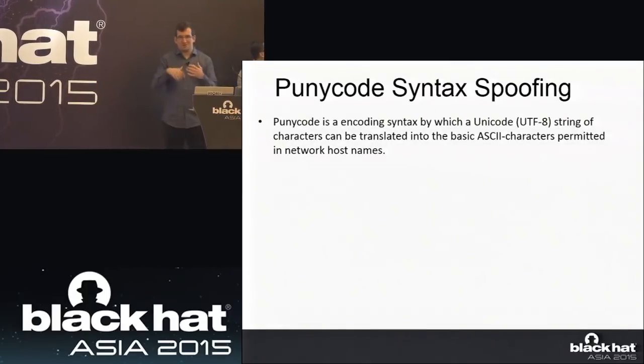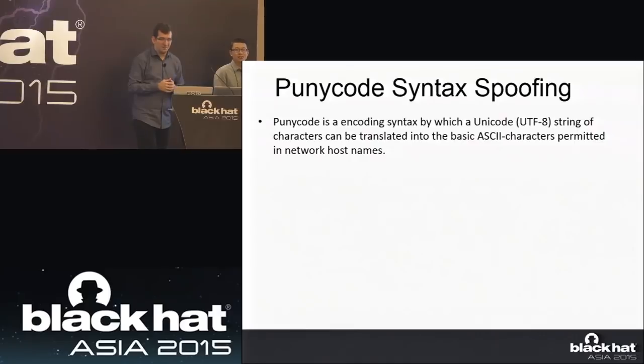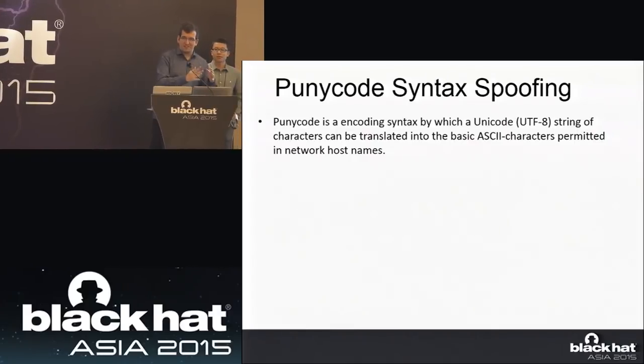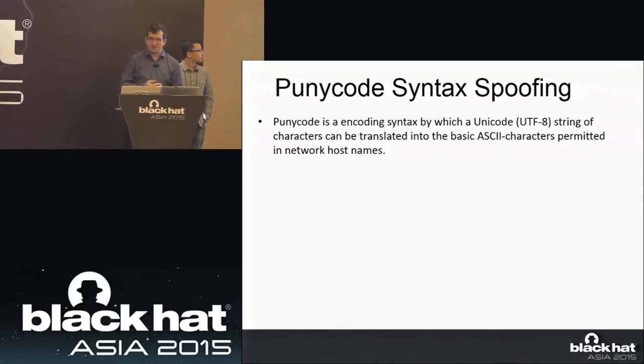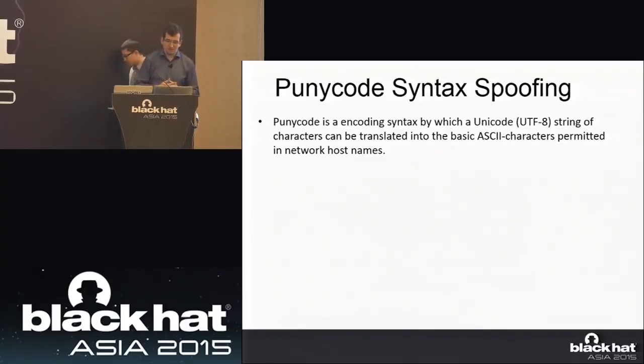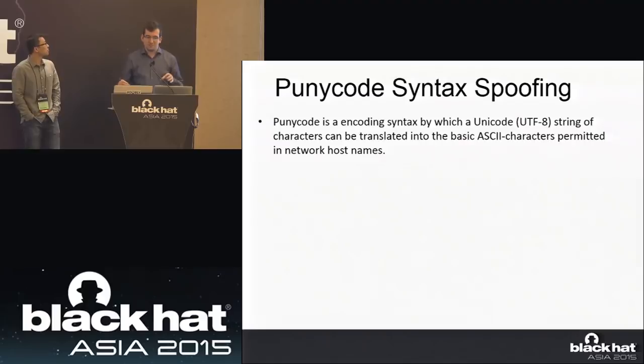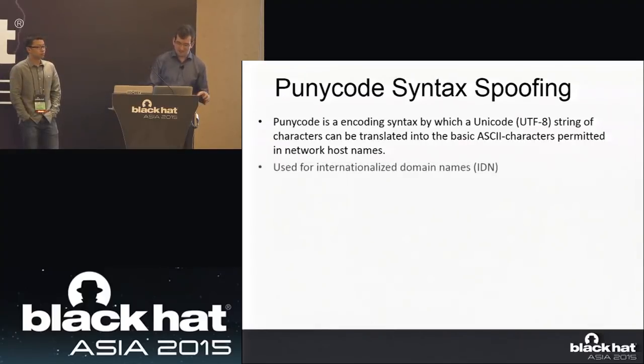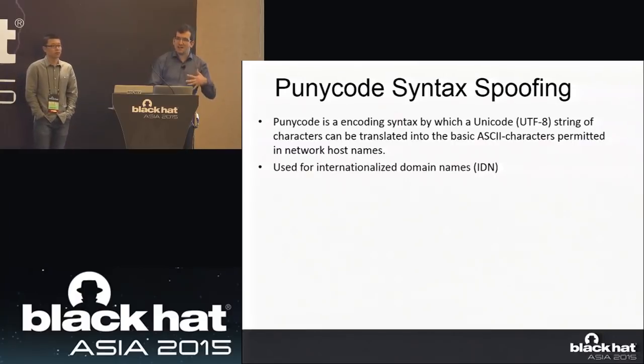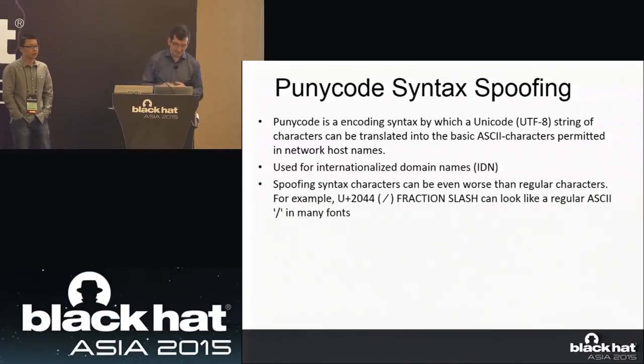So let's look a little more at the technology behind emojis. But before that, a step back, and let's talk about Punycode. Punycode is an encoding syntax. It's a way that you can take a UTF-8 string of characters and translate it into ASCII so that it can be used for DNS. It's used for internationalized domain names, like Chinese, Korean, and Japanese domain names, in general CJK characters.